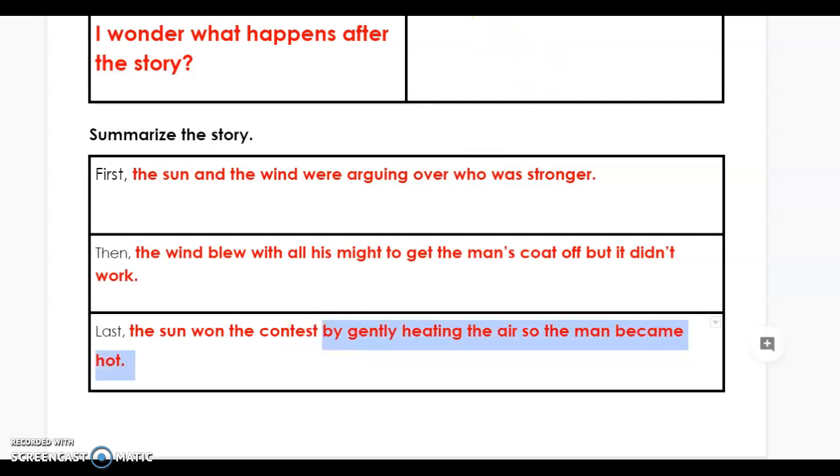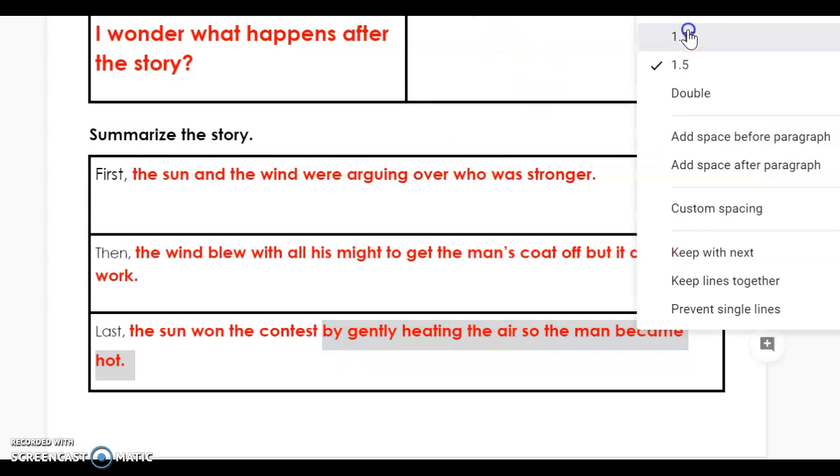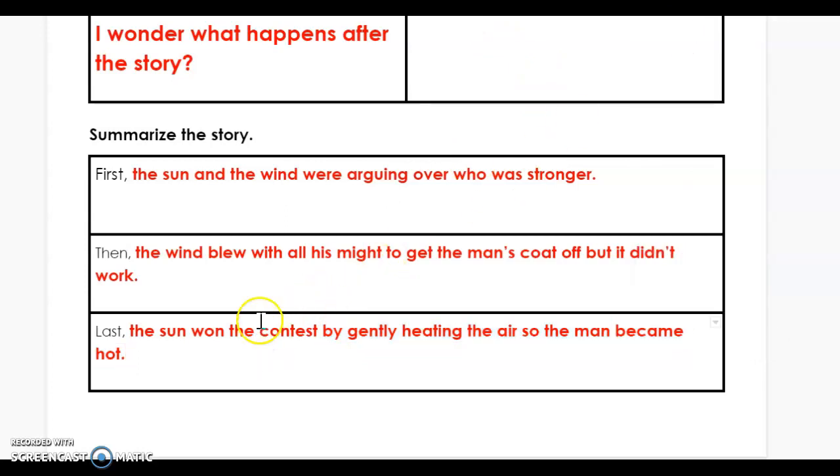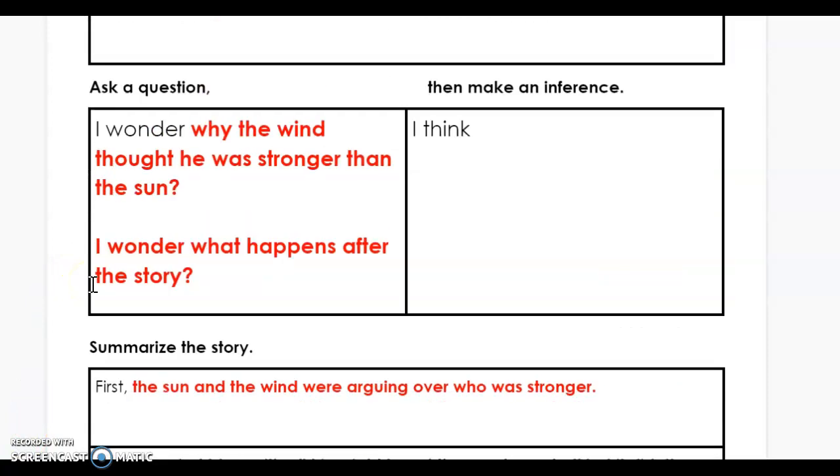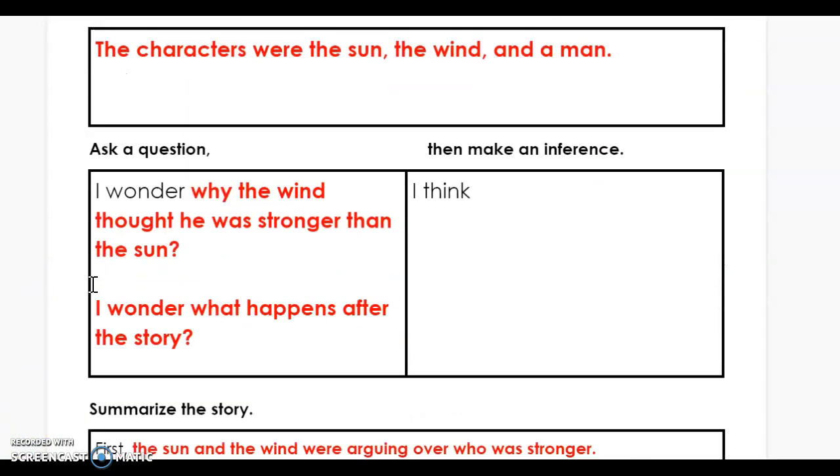So I have a 3-sentence summary, something important that happened first, then, and last. Okay, make sure you have all of your answers finished up for your listen to reading response.